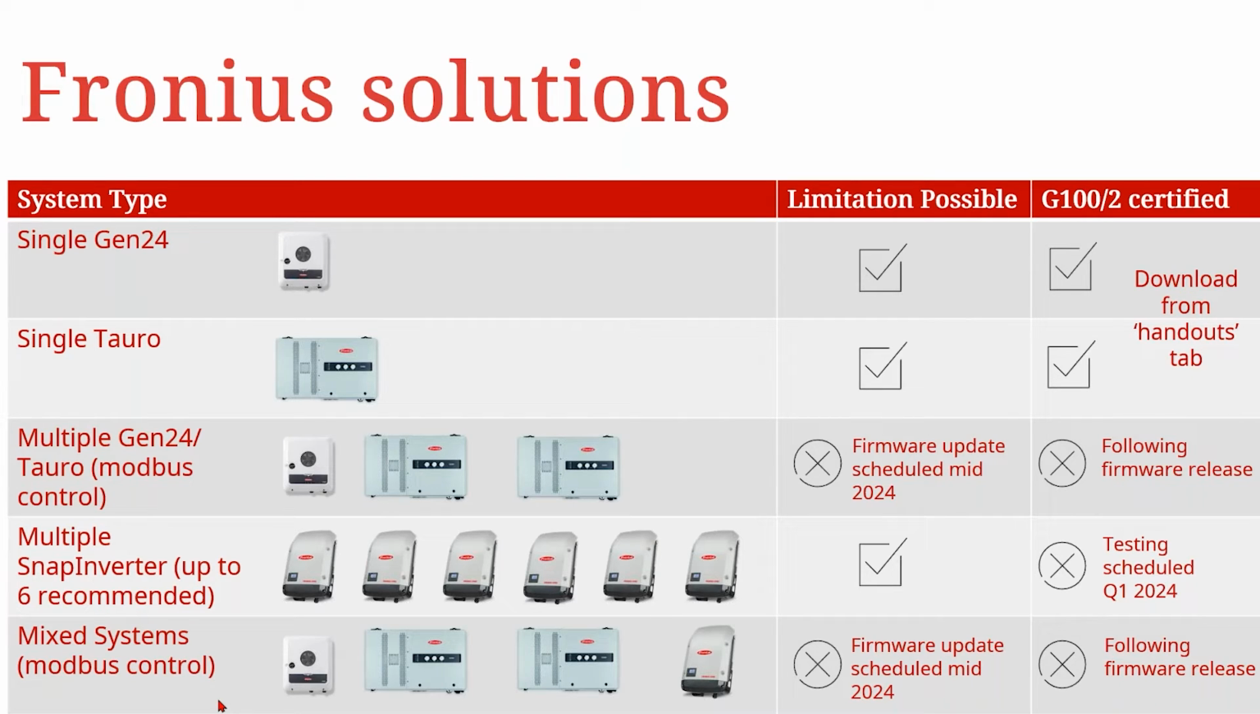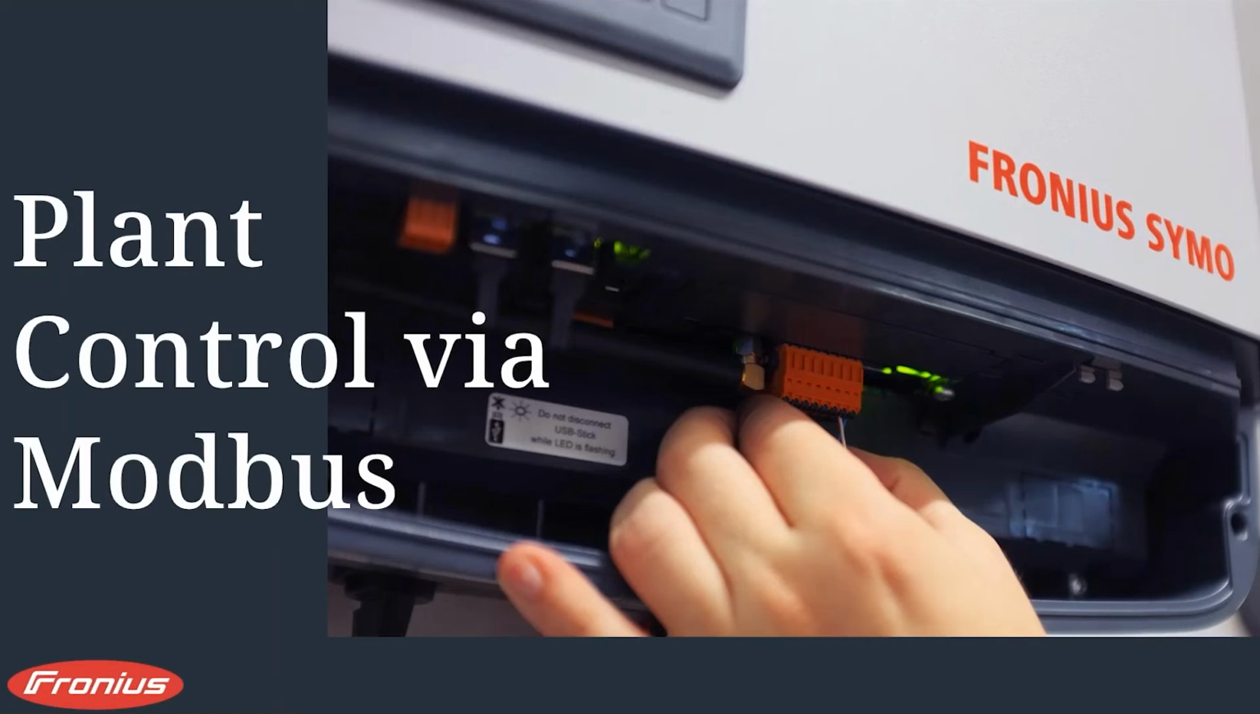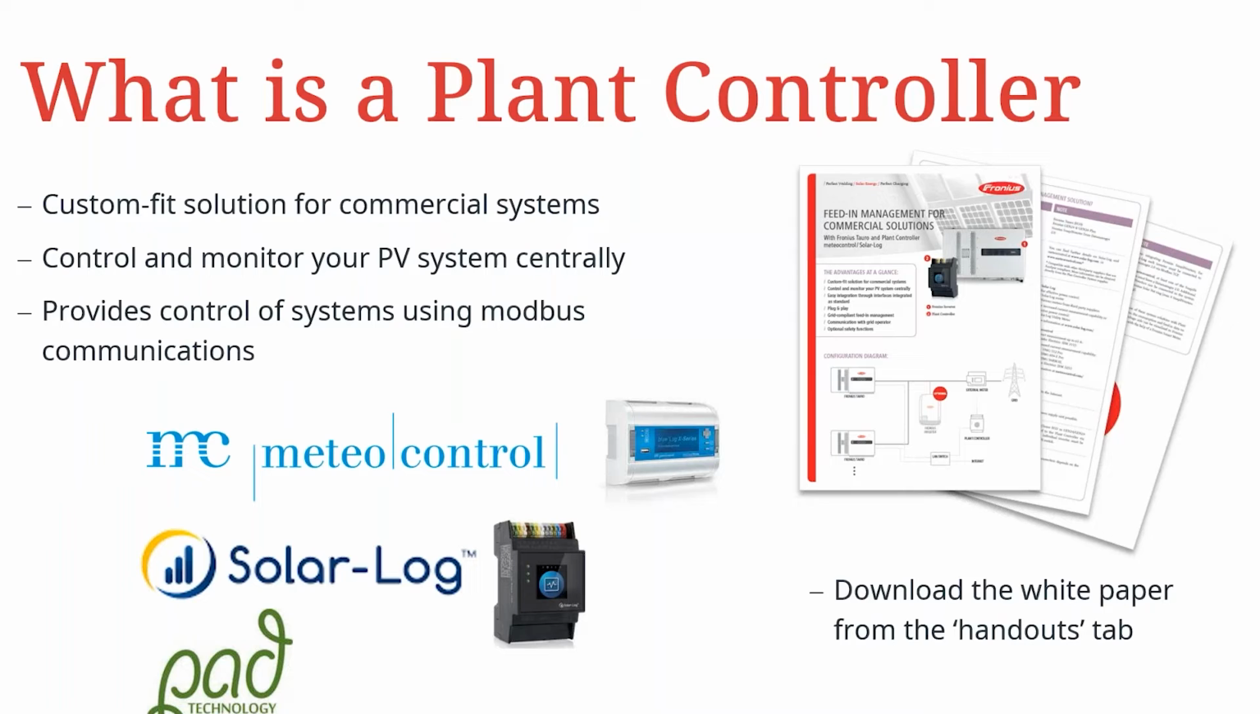So of course, some of you are looking at some quite large systems, complex installations or mixed installations currently, and you might be thinking, oh God, we're not going to be able to do that because of this G100 issue. Well, the good news is there is a solution. We can control the systems right now using plant controllers, and these are third-party export limitation systems, which will enable you to install the Fronius inverters, the mixed systems, the big systems, and export limit those.